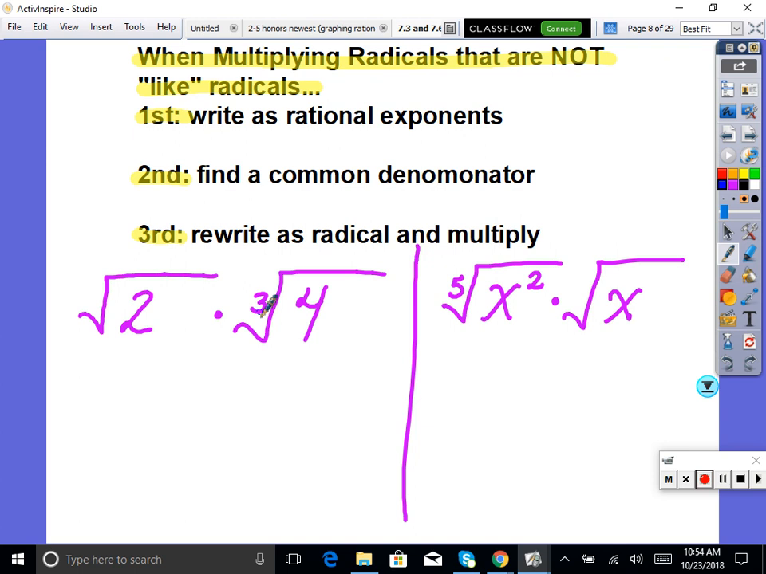First, rewrite it with fractional exponents. Second, then get a common denominator. Third, rewrite it as a radical and multiply it out. It's actually really easy. So, 2 to the power of 1/2. Does everybody see how he's getting that? Roots go on bottom, power goes on top.